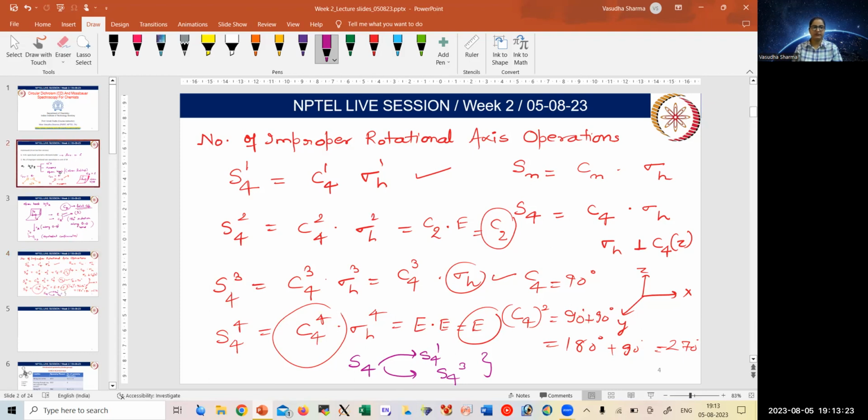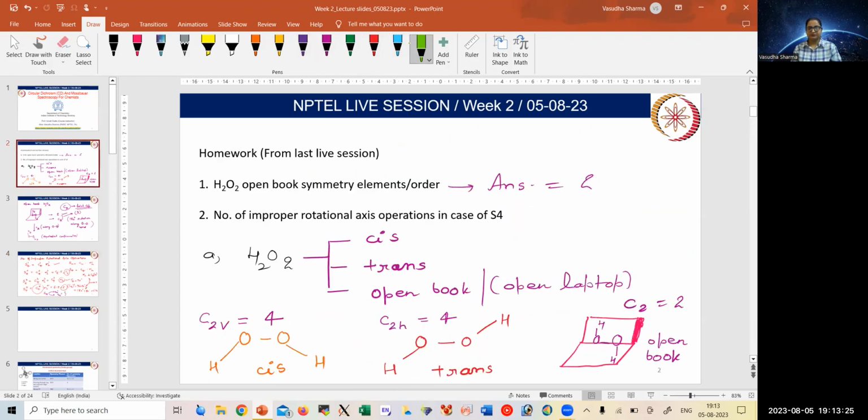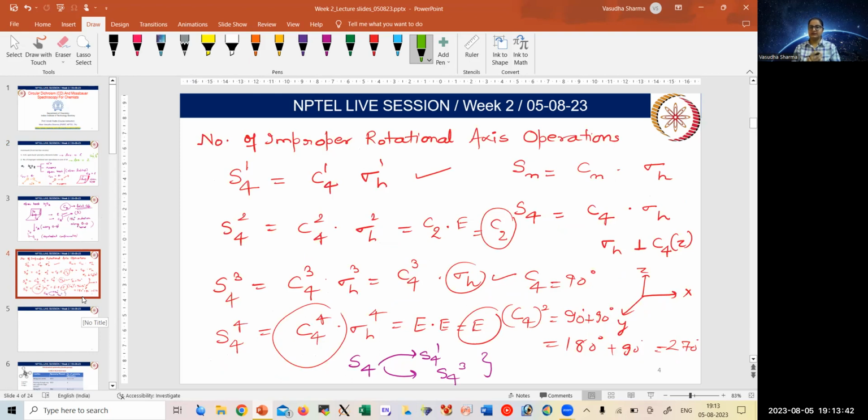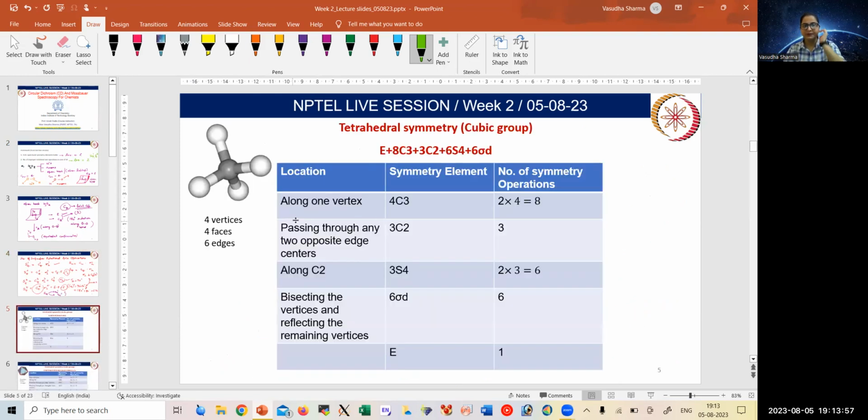So the answer for this question now becomes 2, which is S4^1 and S4^3. So this is your answer from the last live session questions. I hope you guys have understood that. Now we are moving towards, as I said last time, we promised that we will be discussing the tetrahedral and octahedral symmetry elements, which is very important to understand because they have the highest cubic symmetry. So that we will take into consideration now.